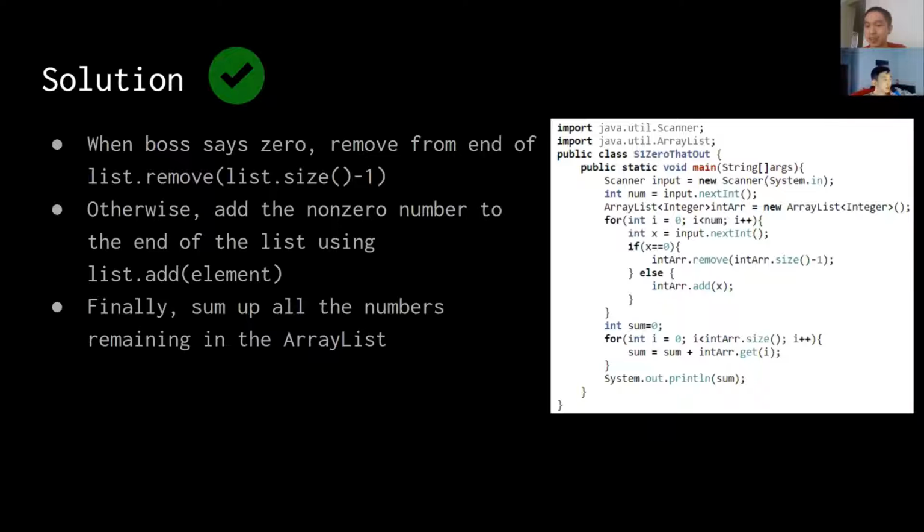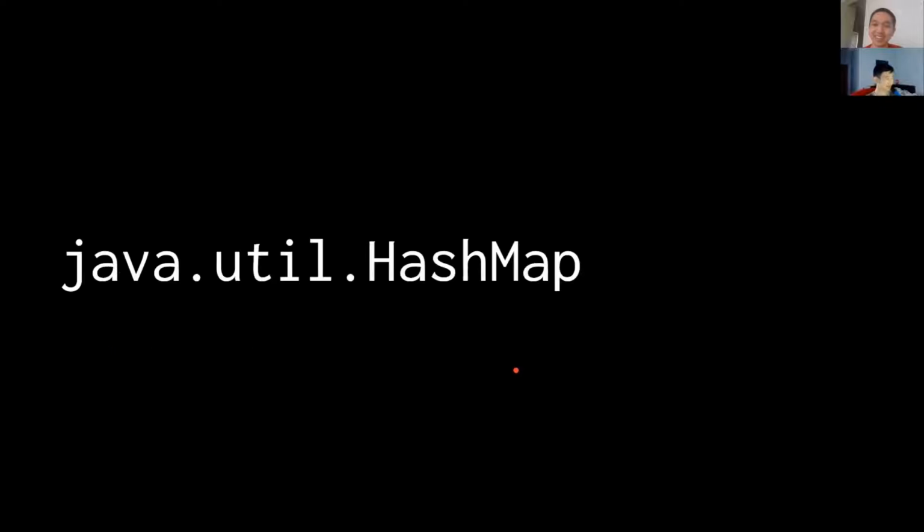And there's the code on the right. So I named my array list int r, right? And I'm looping through every single number that the boss says. If x equals 0, which means the boss's number equals 0, I remove at the end of the list. Otherwise, I just add at the end of the list. After doing all of that, in the end, I loop through the array list and add up all of the numbers remaining, and that would be your answer. Yay, you know how to solve an array list problem now.